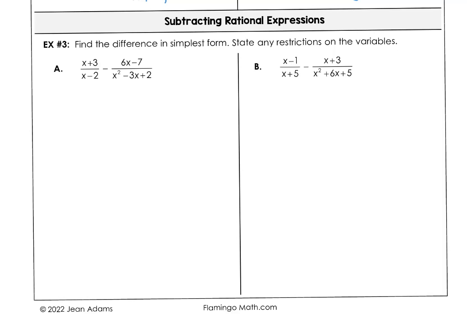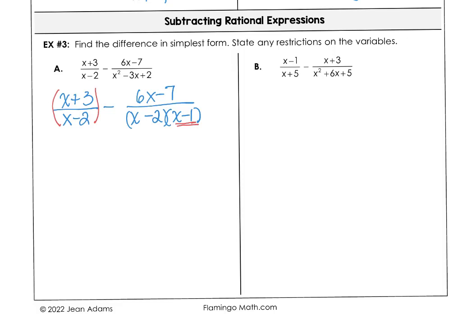In example 3, we're going to need to factor the denominator on the right fraction and figure out what's missing. So the factors of that trinomial would be x minus 2 and x minus 1, which leaves the fraction on the left needing some well-chosen 1 there, and that's going to be the missing factor x minus 1. So we want x minus 1 over x minus 1 as our fraction.